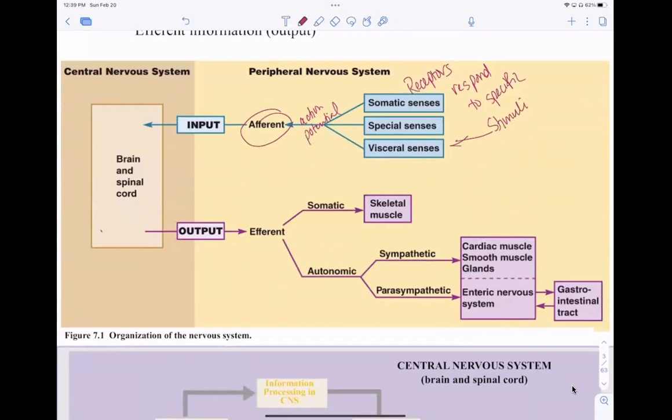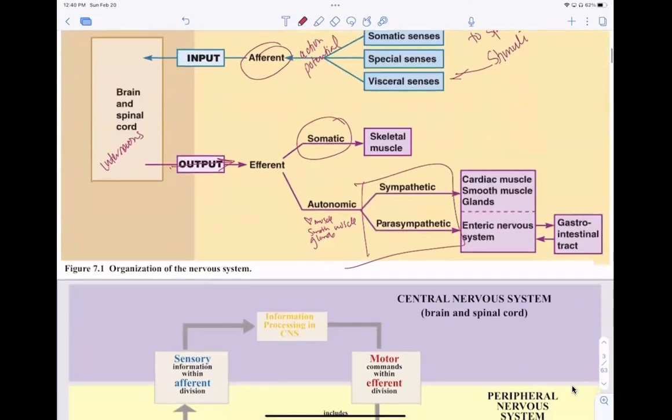In the brain and spinal cord, you have interneurons that can communicate between one another. And if a neuron generates an action potential that propagates out of the central nervous system along an efferent axon, if it's involving the skeletal muscles, it's the somatic nervous system. If it's involving heart muscle, smooth muscle, or glands, then it's the autonomic nervous system. And I believe chapter 11 goes into sympathetic and parasympathetic nervous systems.